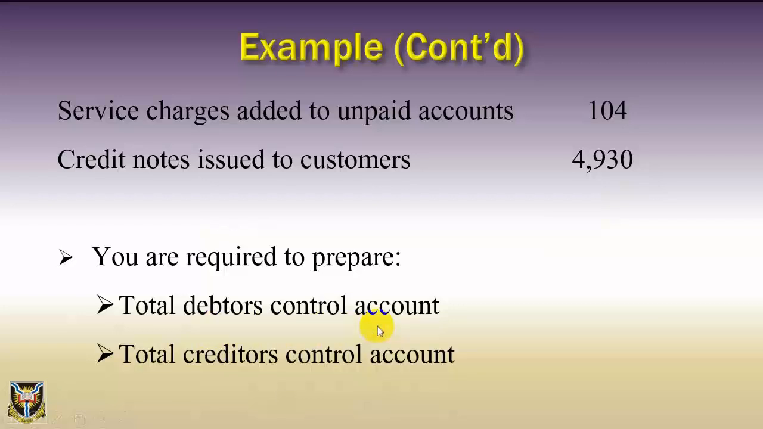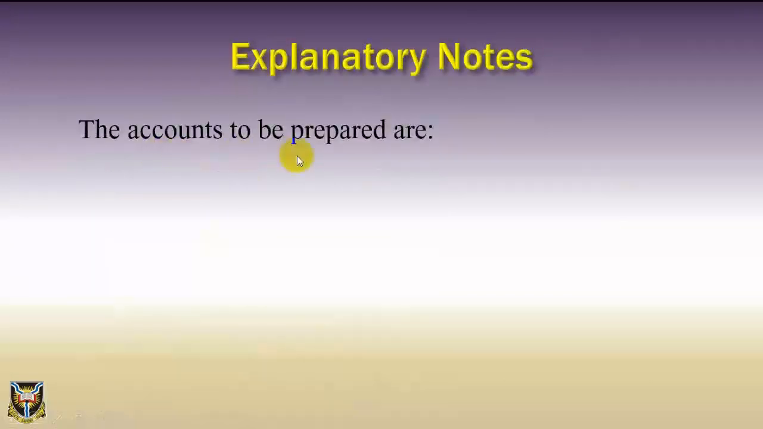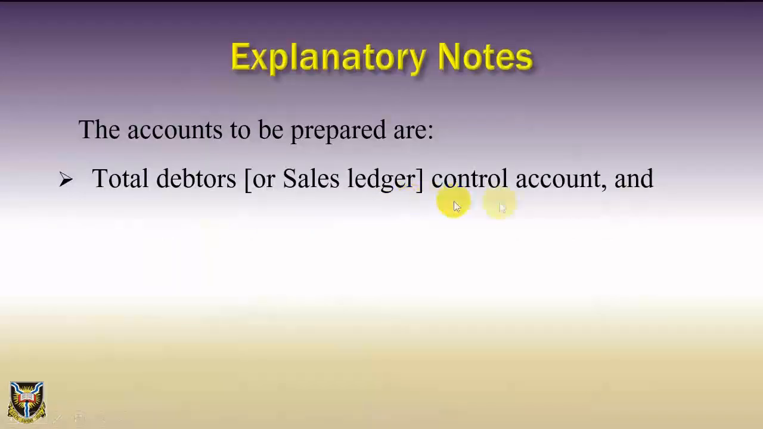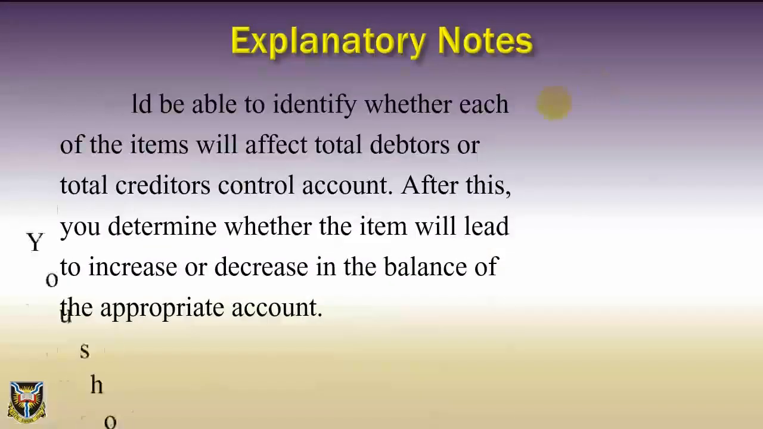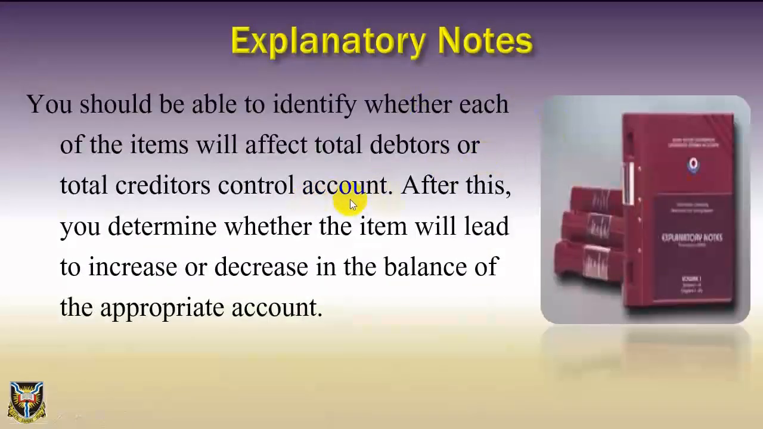A. Total debtors control account. B. Total creditors control account. Explanatory notes. The accounts to be prepared are total debtors or sales ledger control account and total creditors or purchases ledger control account. You should be able to identify whether each of the items will affect total debtors or total creditors control account. After this, you determine whether the item will lead to increase or decrease in the balance of the appropriate account.